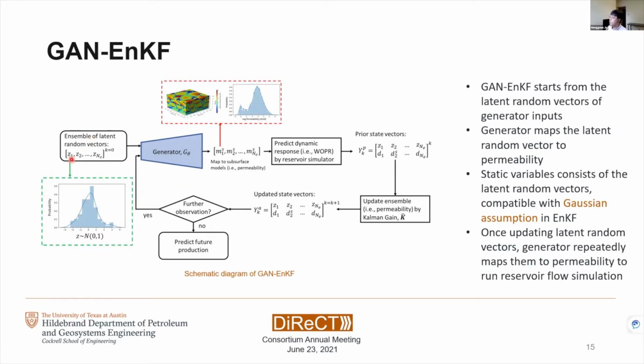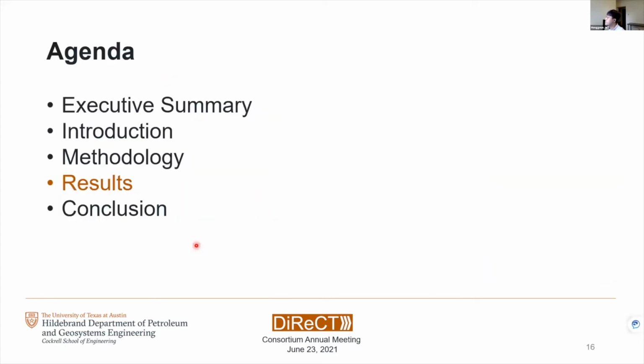So in the beginning, we will generate multiple sets of this latent vector. And from there, we use the trained generator to map them to the permeability. And also from there, we can run the simulation. And then we design this state vector. Here, we are not using the M anymore. It's the Z, which is the latent vector. And we update this Z, not this M. So that's how we update this ensemble, and we do this iteratively. And after we finish this process, we also need to predict the future production.